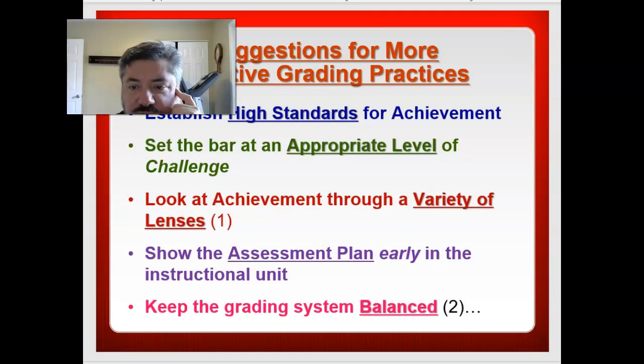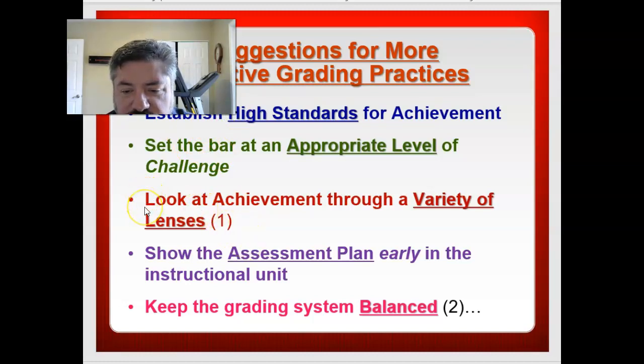Let's look at some additional suggestions for effective grading practices. When you're a teacher, remember, like I said, everybody wants to get an A, but everybody probably shouldn't get an A in the class. We should establish high standards for achievement. Have you ever heard that the cream rises to the top? When you set high standards, people tend to achieve those higher standards. Remember, it's also important to set the bar at the appropriate level of challenge. Make sure that your highly skilled students have a high challenge for them, and make sure that your new students to the activity or students with lower skill have an appropriate level of challenge, and then continue to move that bar towards your higher standard.